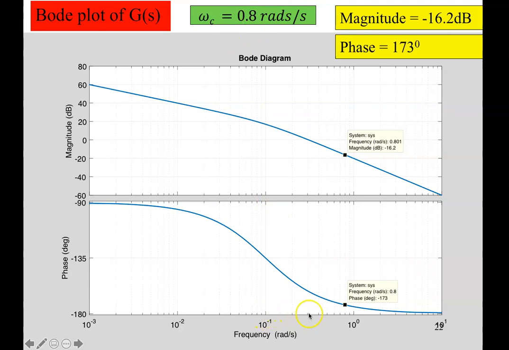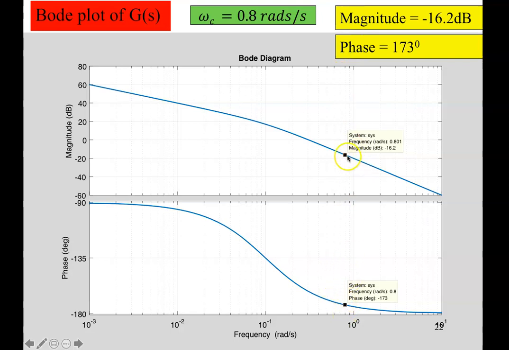0.1, 0.2, 0.3, 0.4, 5, 6, 7, 8. Okay, so that's where 0.8 is. And ideally, it helps if you draw a vertical line there. And then I can read two values out of the Bode plots of G(s).